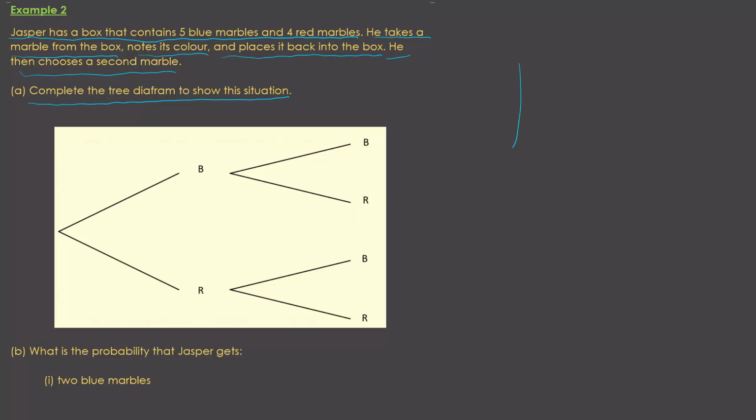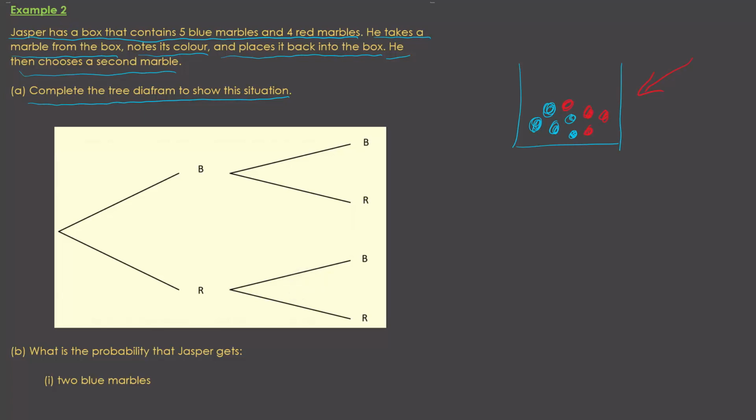Now, let's think about his box of marbles first. He has 5 blue marbles in this box. So let's draw the 5 blue marbles. He also has 4 red marbles. He takes a marble from the box, notes its colour and puts it back. So when he takes the second marble, the box is going to be exactly the same as it was to start with.